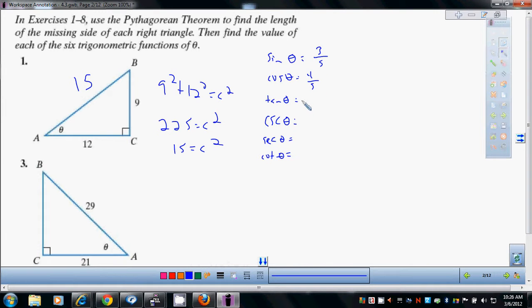If you wanted to do it just going from what we did yesterday, you could, but I just prefer to use the triangle. Tangent is opposite over adjacent, 3/4, and then just flip those for the next three: 5/3, 5/4, and 4/3.